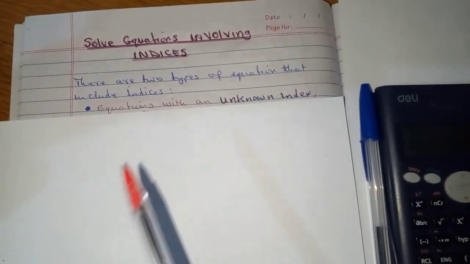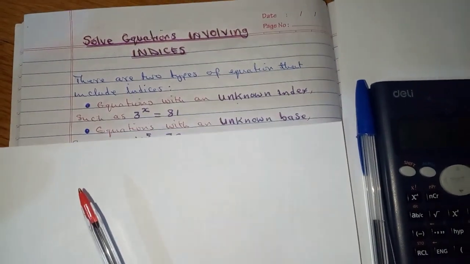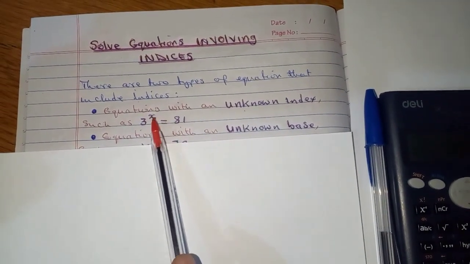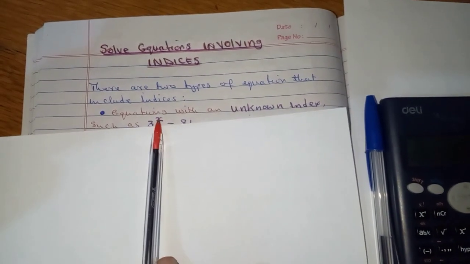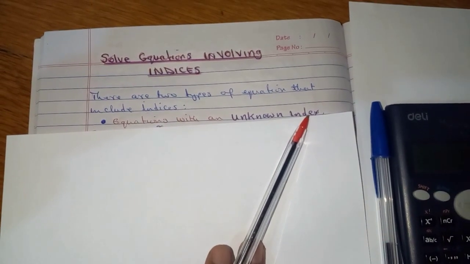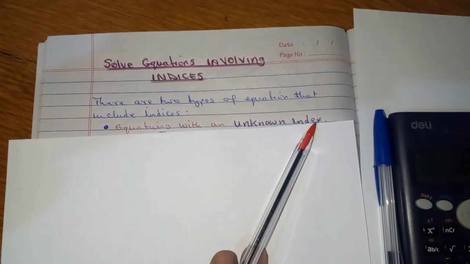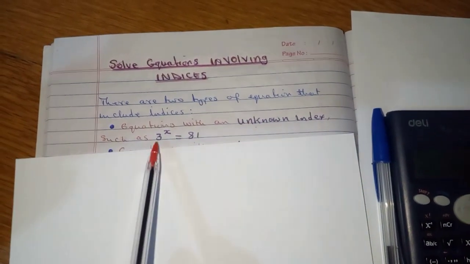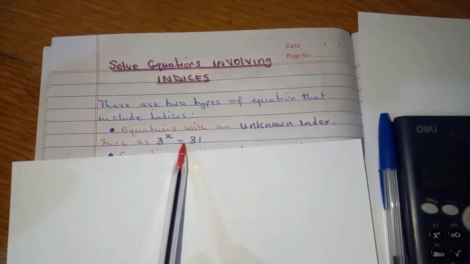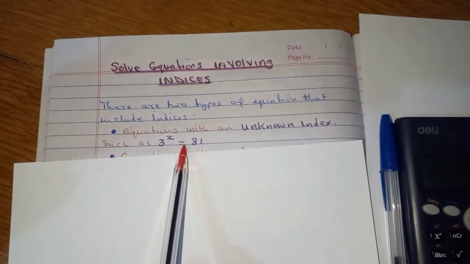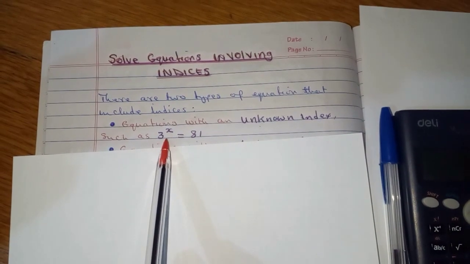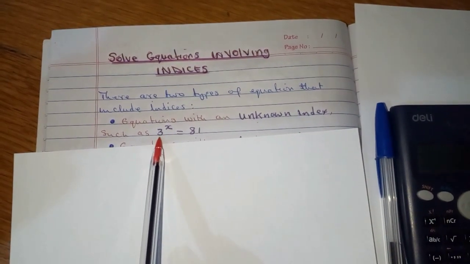Now when we come to solving equations involving indices, there are two important equations that you need to know at this stage. Number one, the equations with an unknown index. An index is simply an exponent or power, meaning that the equation will be in this format: 3 to the power x is equal to 81. How do we solve this kind of equation? It is very important to know, because this question will come in your ECZ examination, paper 1 or paper 2.